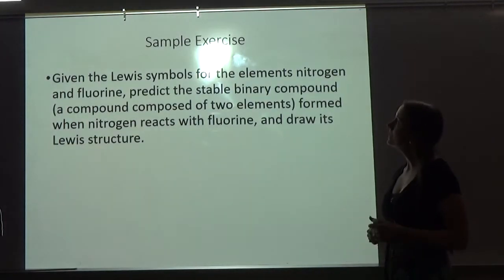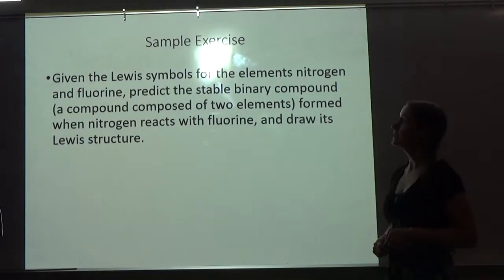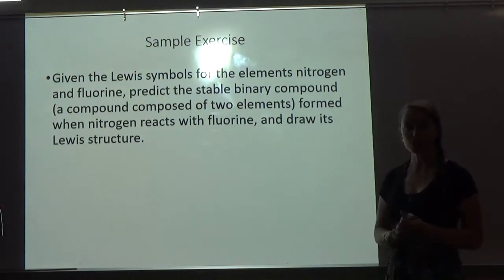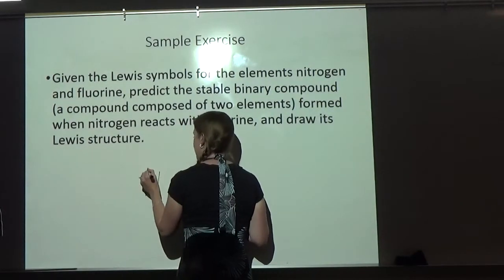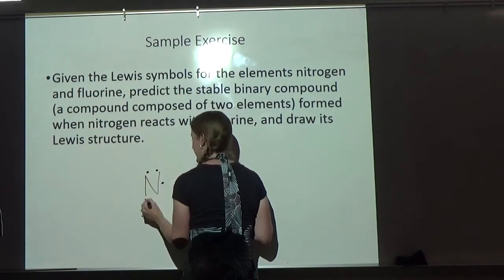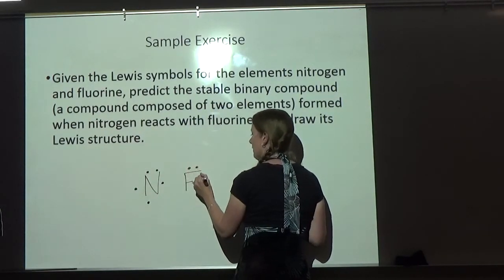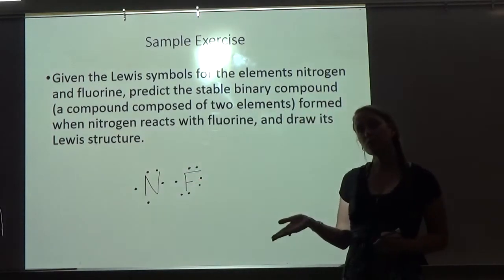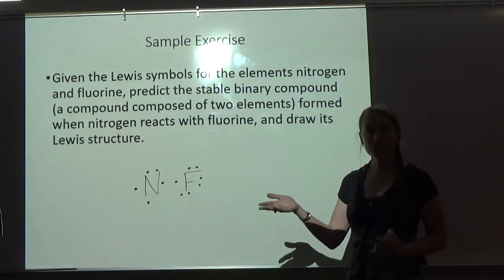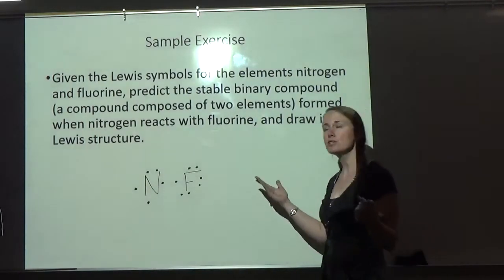It says, given the Lewis symbols for the elements nitrogen and fluorine, predict the stable binary compound, which is a compound composed of 2 elements, formed when nitrogen reacts with fluorine, and draw its Lewis structure. We know that nitrogen has 5 valence electrons, and fluorine has 7 valence electrons. So fluorine only needs 1 more valence electron to be stable. Nitrogen needs 3 more.